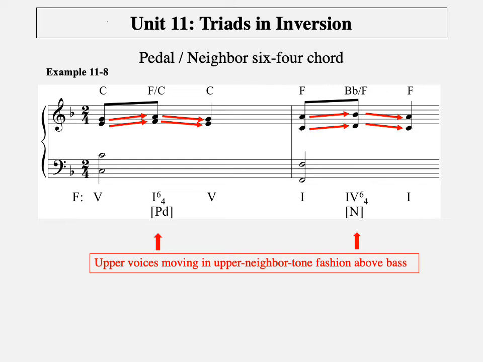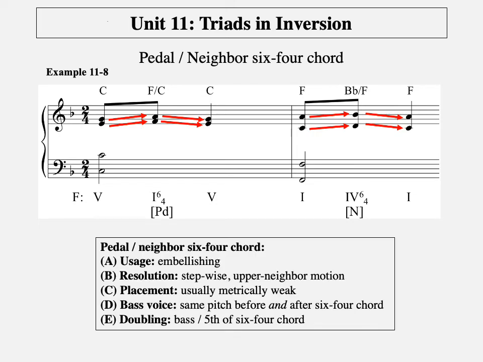If a person designates it as a neighbor 6/4 chord, then they're probably focusing on the fact that two of the upper voices above the bass note tend to move up by step and then back down by step to their original pitches, like upper neighbor tones. And when we analyze it as a neighbor 6/4 chord, we might choose to put a little bracket underneath that says N to show it's functioning as a neighbor 6/4 chord. Whether you call it pedal or neighbor doesn't matter as long as you get the right one.